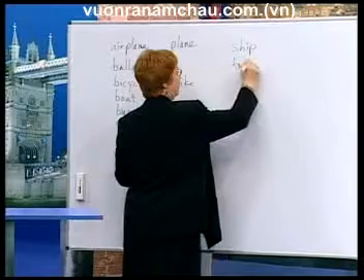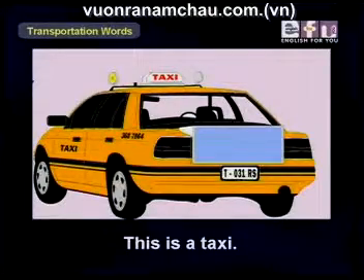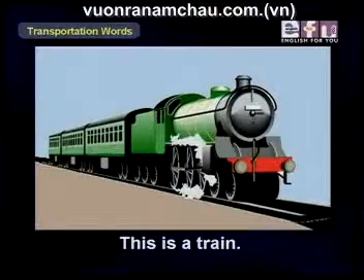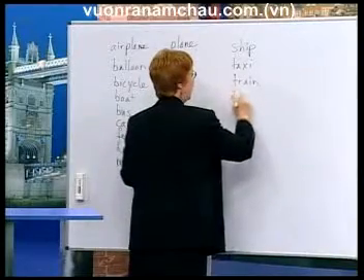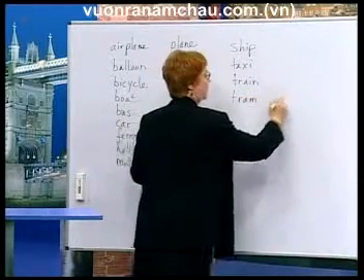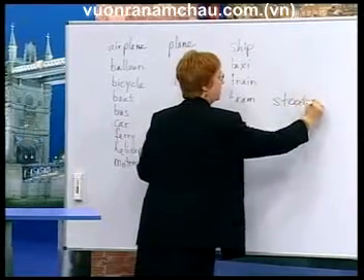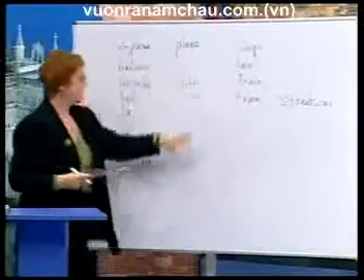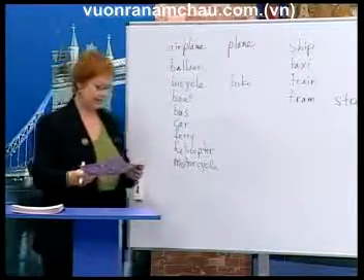Then we have taxi. Taxi. This is a taxi. Next we have train. This is a train. And finally we have tram or streetcar. Streetcar. This is a tram or streetcar. So all of these are ways to travel. This is what you call the things.